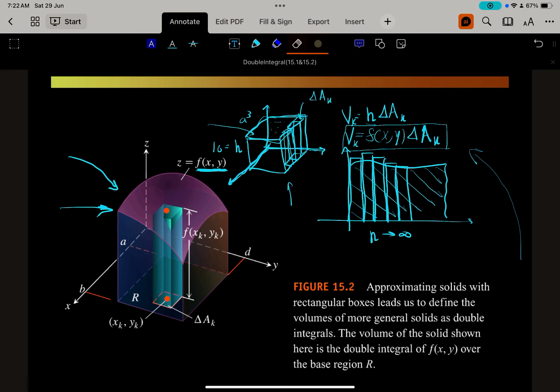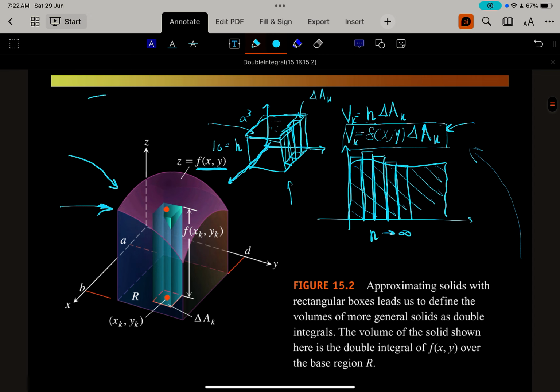Now this is only one box. What I wrote here, the k, is one box. Now if I want to find the sum of all of the boxes, I can do the Riemann sum. What is the Riemann sum? The Riemann sum is just summing from k equals 0 to some value n.